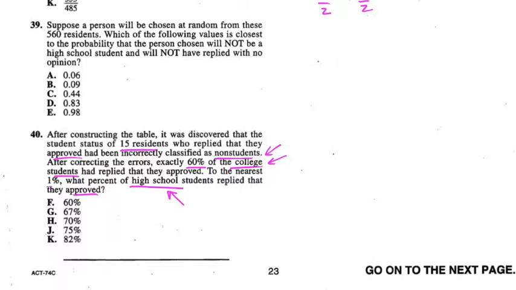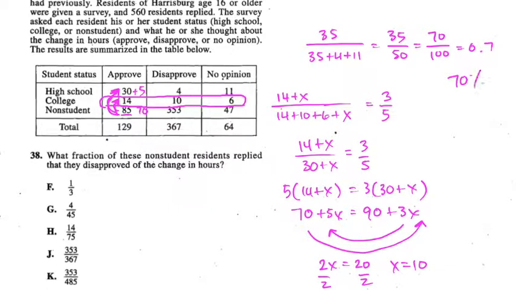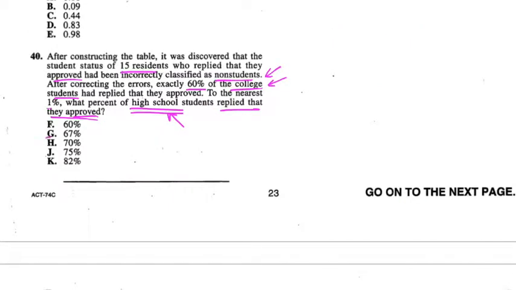To the nearest 1%, what percent of high school students replied that they approved? So now we add the 5 to the 30 that were originally there. That's going to be 35 over the new total, which is 35 plus 4 plus 11, which is 35 over 50, which we can rewrite as 70 over 100, which is 0.7, which is 70%. So the answer here is H.